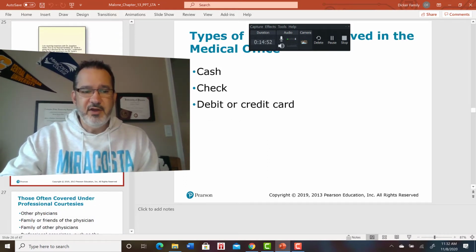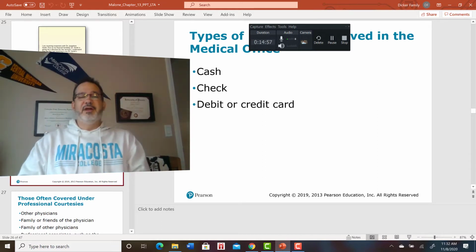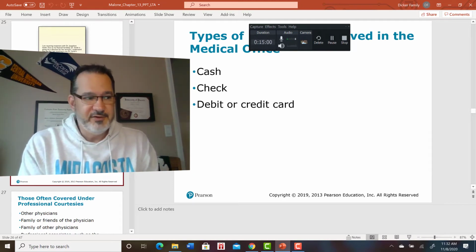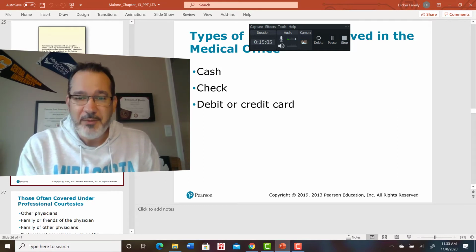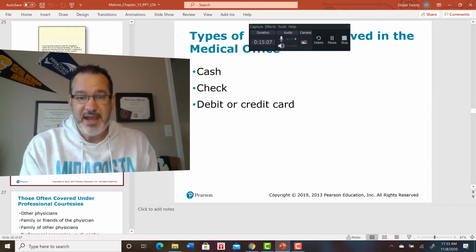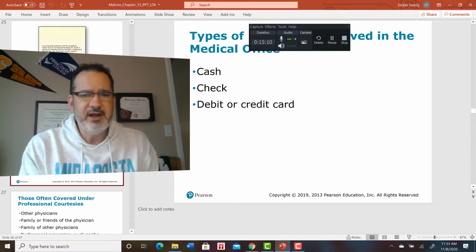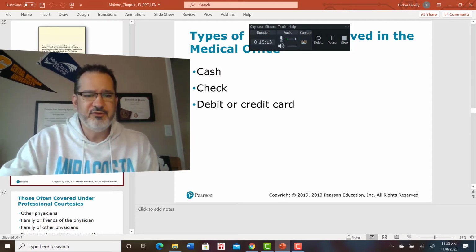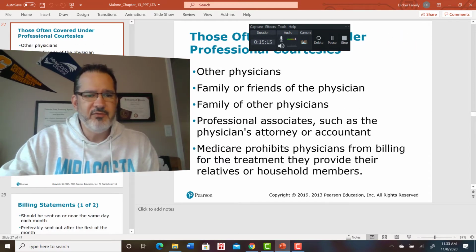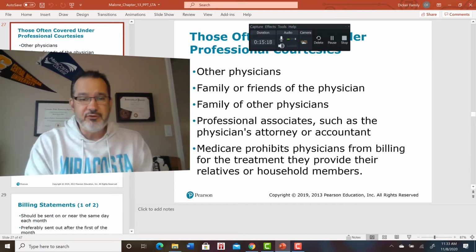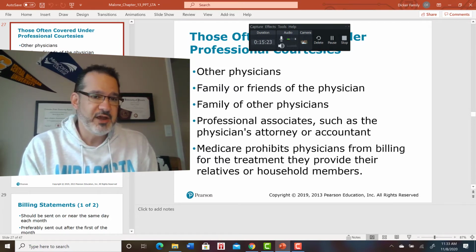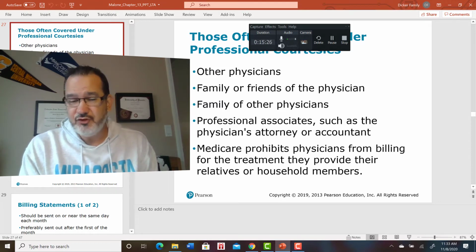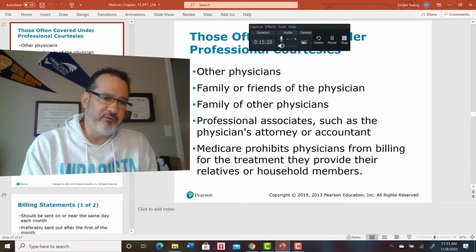Types of payments received in the office: cash, debit card, credit cards are pretty standard. For those of you that aren't old enough to know what a personal check is, the majority of offices will still take personal checks as well, and that's another good form of payment. But cash and debit or credit is typically the way we accept most payments. We run into issues with personal checks because personal checks could bounce. They may not be good. The patient may not have funds in their accounts to cover those checks. So that can become an issue, which we don't really want to have for us or for the patient.